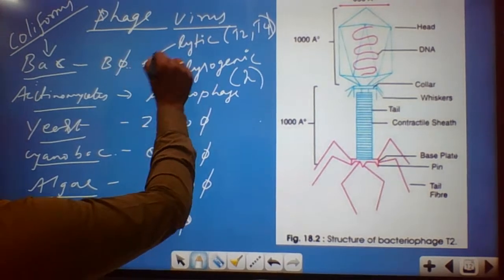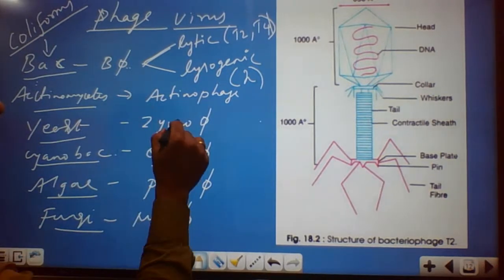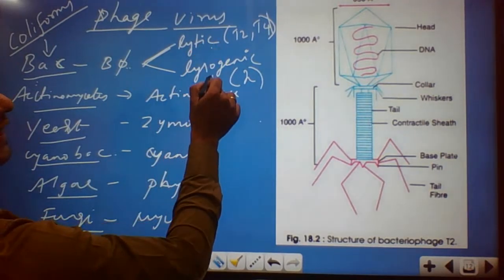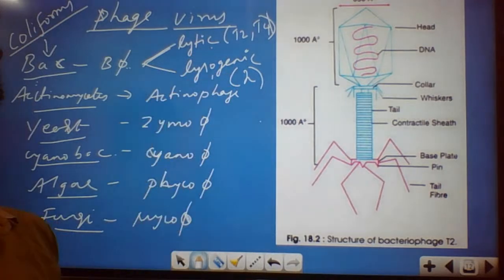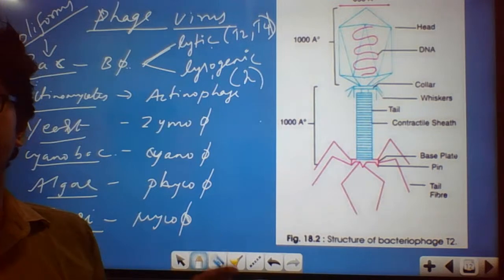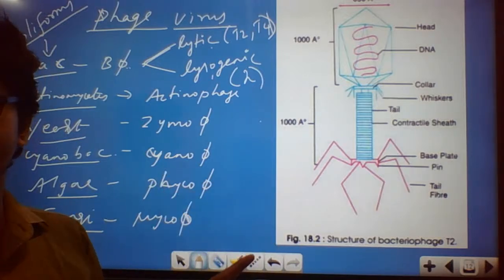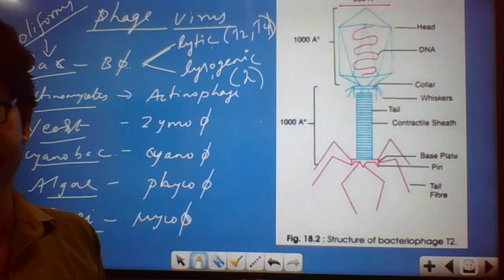This bacteriophage, especially which affects the coliforms, that is the bacteria present in the colon part, takes two types of life cycle: lytic cycle and lysogenic cycle. Lytic cycle: what happens when the virus infects the bacteria or the particular host cell? This will destroy the host cell. At the cost of destruction, the new viral particles will be produced. This is the lytic cycle. Definitely, destruction of the host cells takes place.